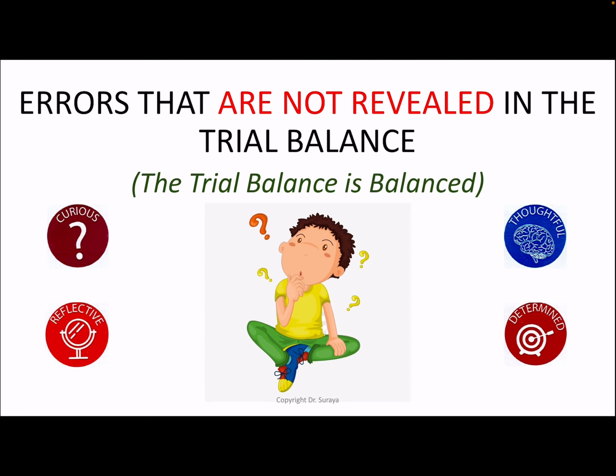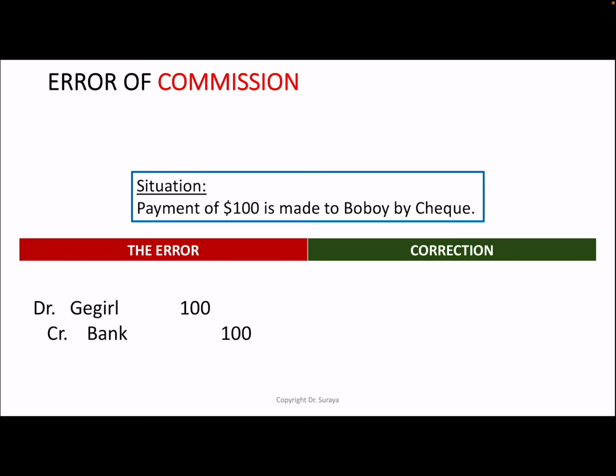Now, errors that are not revealed in the trial balance are the most dangerous type of error. Why? Because your trial balance is balanced here. So when it is balanced, you will think that, oh, okay, there is no error. Okay, technically my debit and my credit are equal. So, yay, no error. Boy, you're wrong. Okay, so you see, there are errors, right?